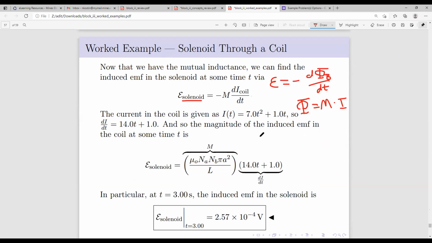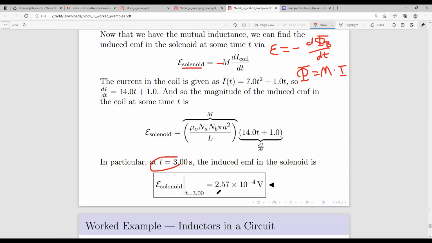So the magnitude of the induced EMF in the coil at some later time t, I just apply this formula. It's asking for magnitude, so I just drop a negative sign there, but that's again harking back to Lenz's law. And I can plug in whatever time I want. I think I wanted 3 seconds here, so that's where I have it.